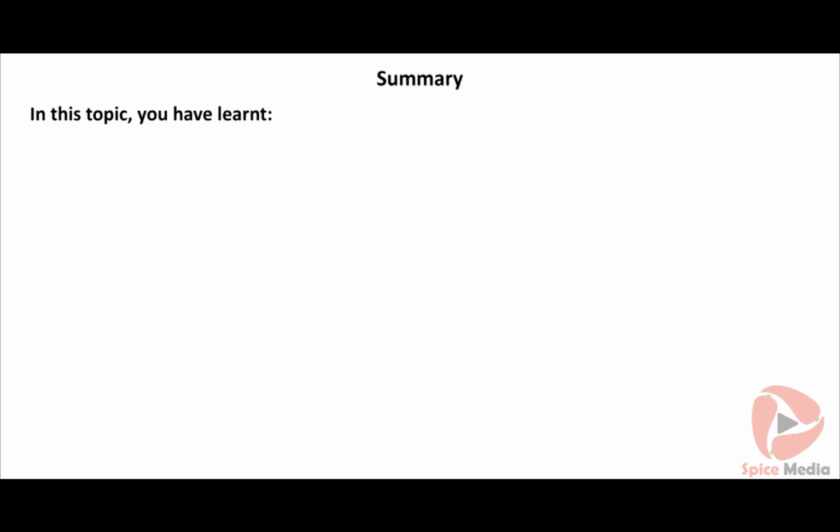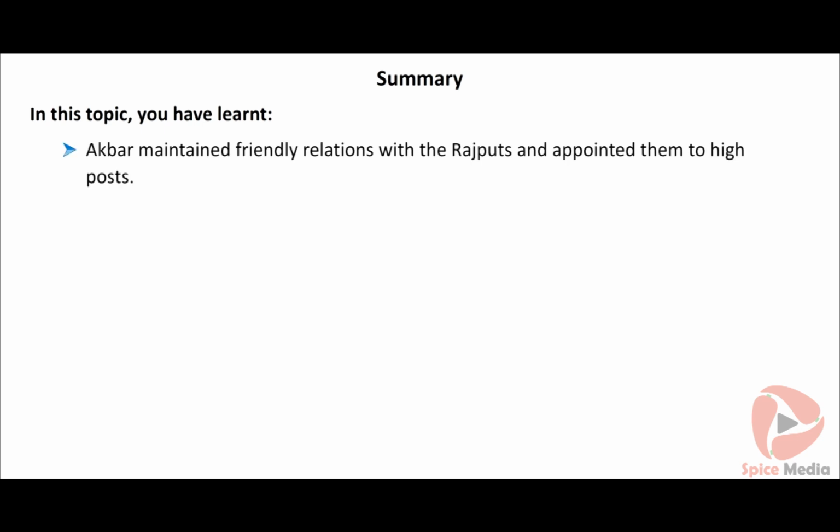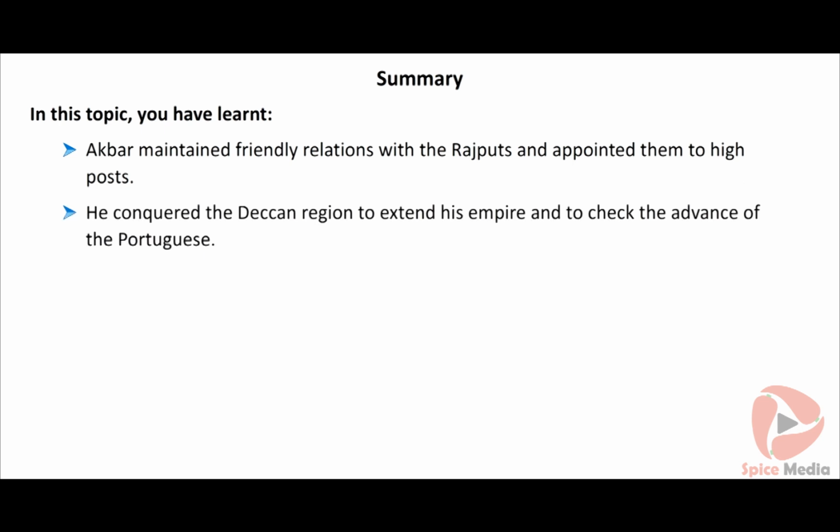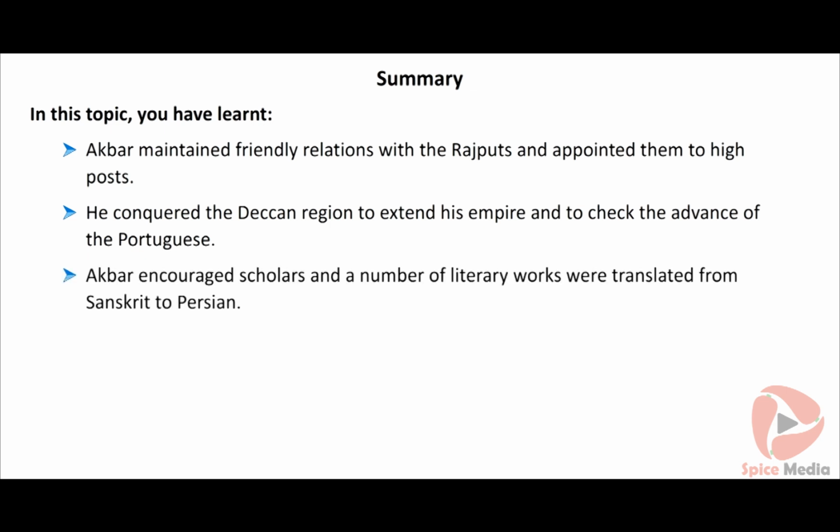In this topic, you have learnt Akbar maintained friendly relations with the Rajputs and appointed them to high posts. He conquered the Deccan region to extend his empire and to check the advance of the Portuguese. Akbar encouraged scholars and a number of literary works were translated from Sanskrit to Persian. He established a new religion.